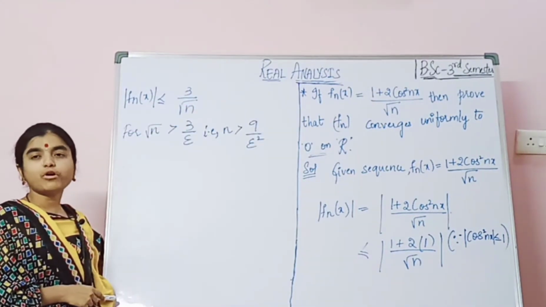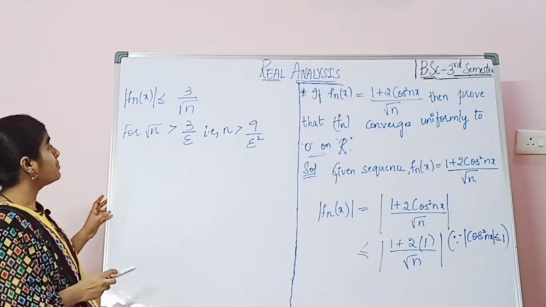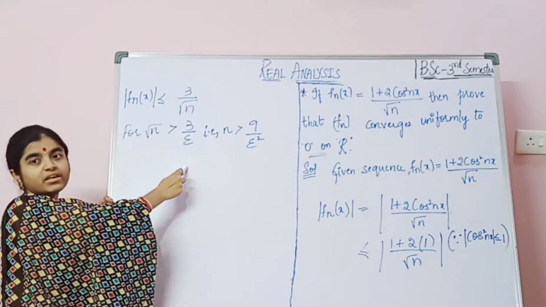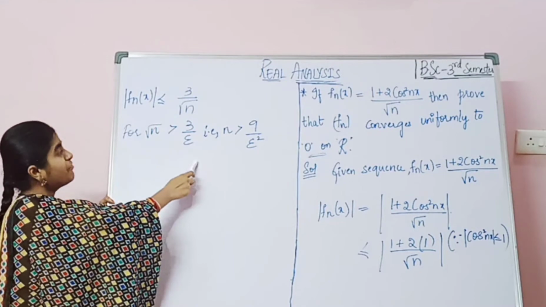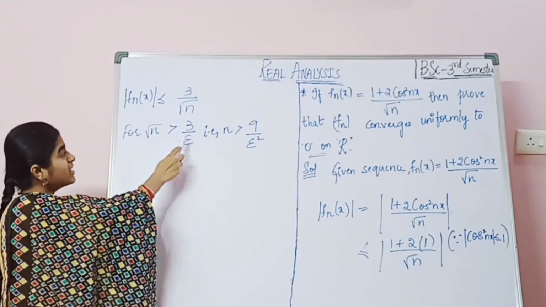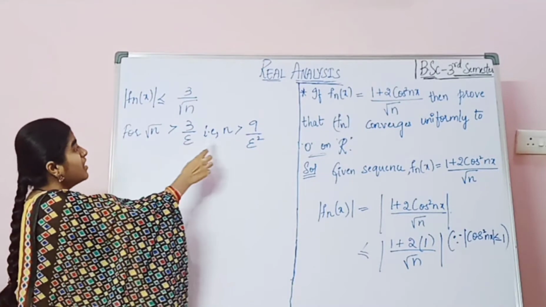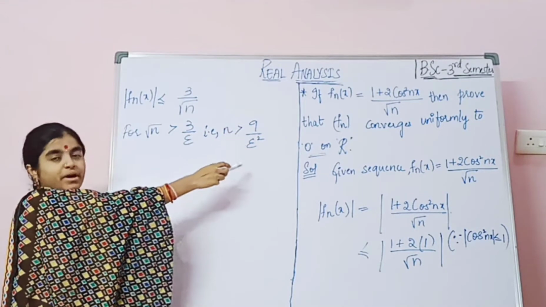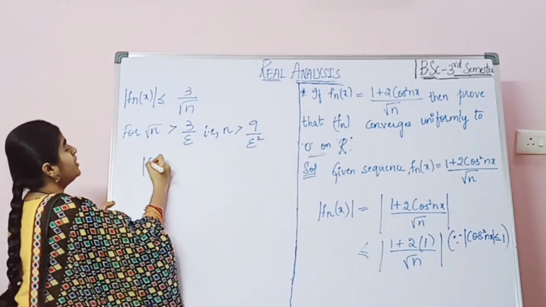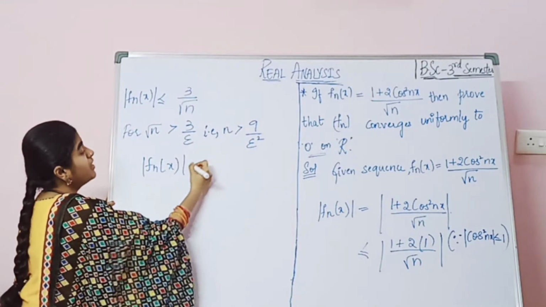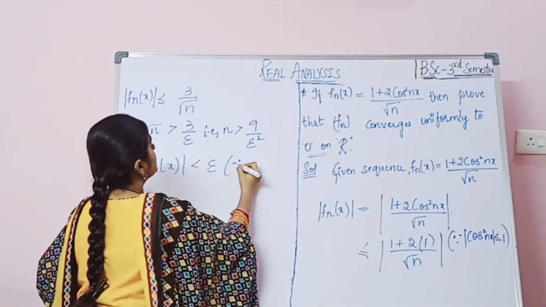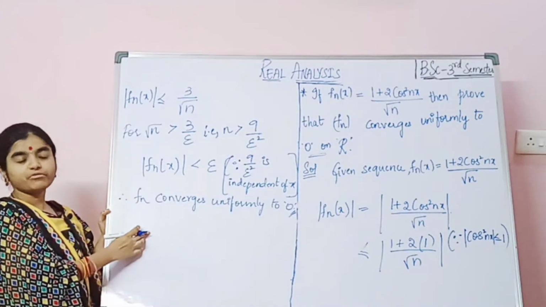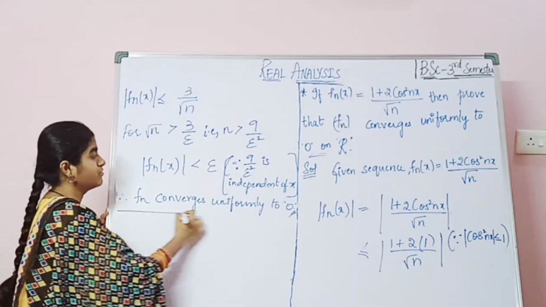The function converges uniformly if it is less than epsilon. So for making it less than epsilon, we are taking root n greater than 3 by epsilon. So for root n greater than 3 by epsilon, that is n greater than 9 by epsilon square. So this root goes here and becomes square. So mod Fn of x is less than epsilon. Since 9 by epsilon square is independent of x, therefore Fn converges uniformly to 0. This is the solution.